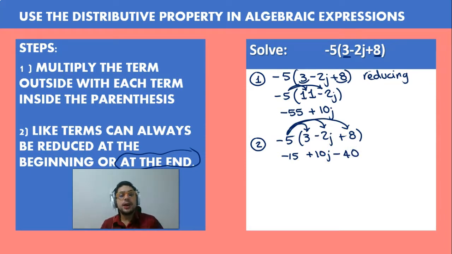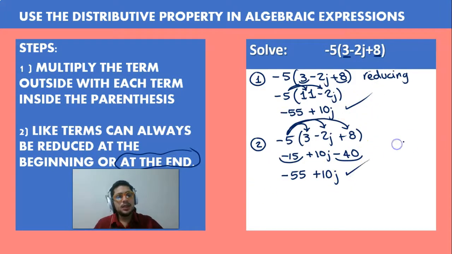Right? Now guys, you have to remember, when we have minus 15 and minus 40, we can reduce that. Because they have the same sign, we add them and put the sign of the highest one, which is negative. So 15 plus 40 is 55, and we put the negative. Minus 55 plus 10j. And as you can see, it doesn't really matter which one of the two ways you do it. If you reduce it at the beginning or at the end, you still get the same answer.